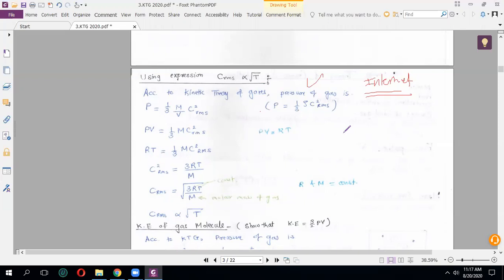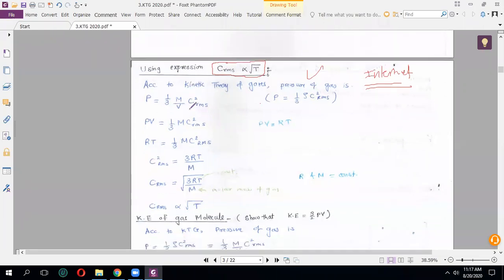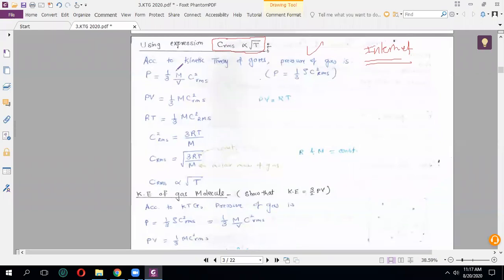Yes, all students. Okay, now we start this small derivation. In this derivation, we have to show that C RMS is directly proportional to the square root of T. Correct? We know about C, C is nothing but speed. So how to calculate this derivation? Similarly, we take the pressure formula. What is the pressure formula? P is equal to 1/3 rho C square RMS.